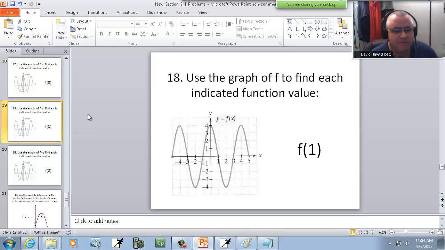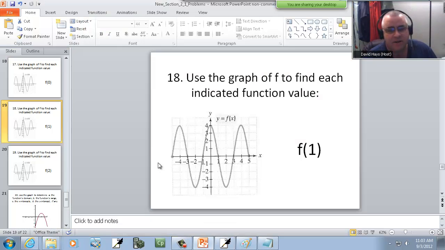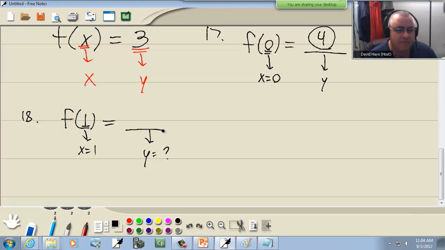Okay, let's look at our next one. F of 1. Again, what's inside the parentheses is our x, so they're telling us x is 1, and they're wondering, okay, what is the y value at x equals 1? So I go to x equals 1 where my graph exists, and it actually crosses at 1. The y value right there is 0. So that would be your answer.